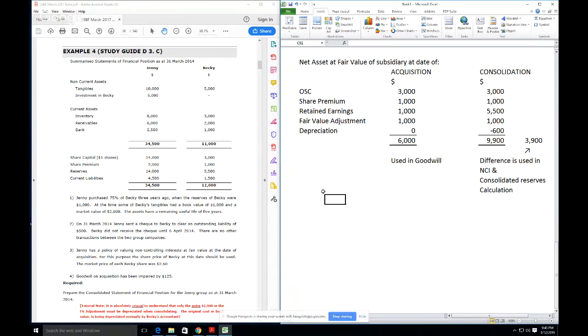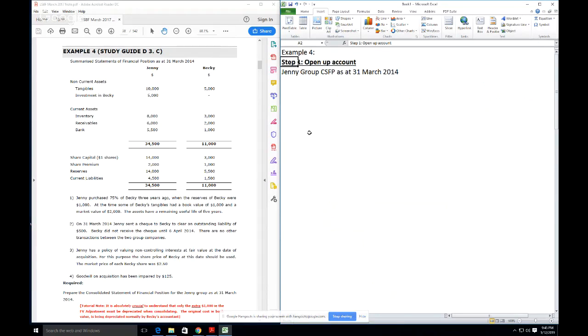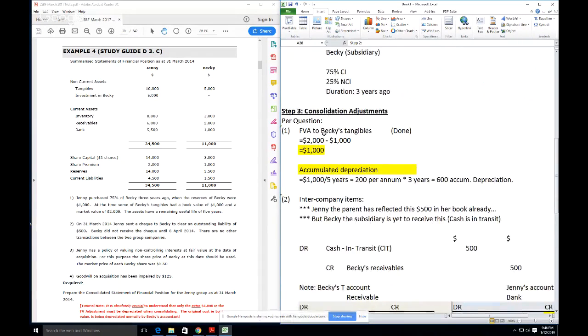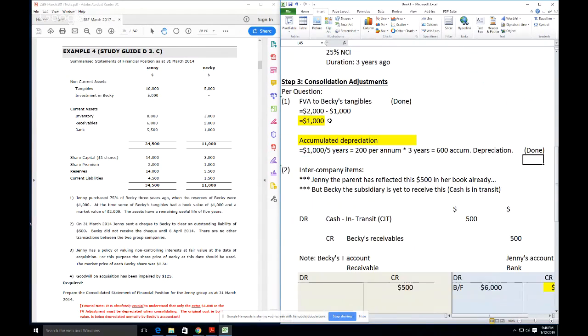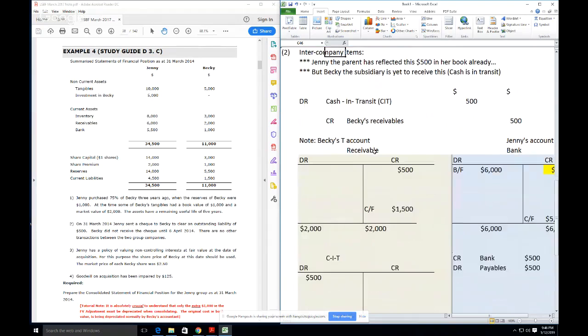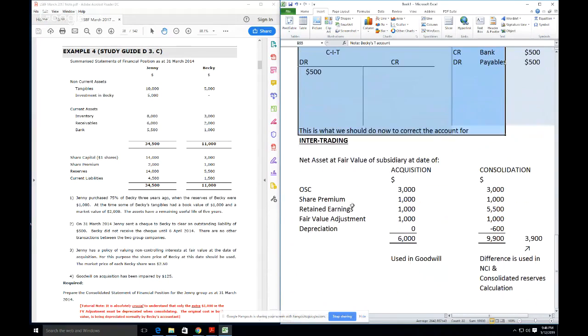Okay, let's review what we have done because we are going to the big three and we'll soon be done. Open up accounts, this is the last part we are going to go to. Group structure, we've done it. Consolidation adjustment, fair value adjustment, we have done this one. This one, we have also done it. Now, this will reflect also on the group CSFP. So this 500, we have done it to reflect in the CSFP. This was plenty explanation with T accounts, maybe necessary, maybe not necessary. Then this is net assets.